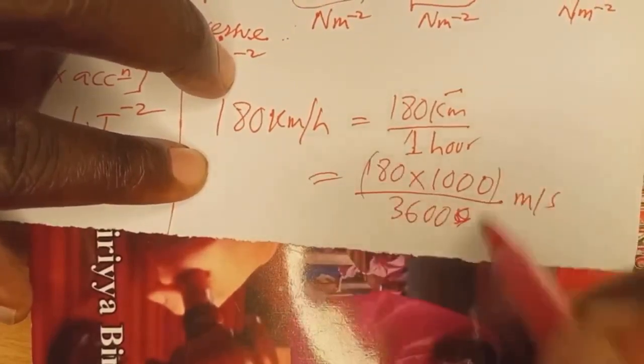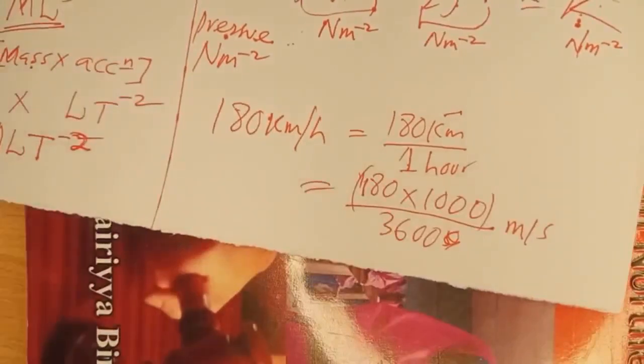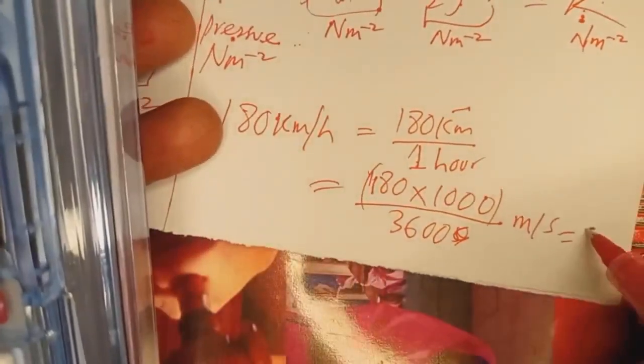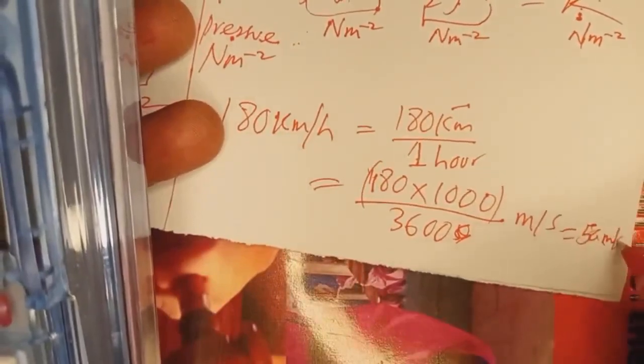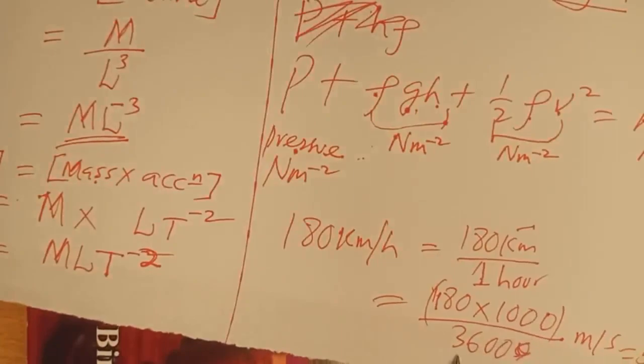So here, just take your calculator, open bracket, and say 180 multiplied by 1000, close bracket, divided by 3600, and your answer will just be, wow, 50. So this is 50 meters per second. Please don't forget this. This is how you convert. Numerator 1000, denominator 3600. That's the general way of doing it.